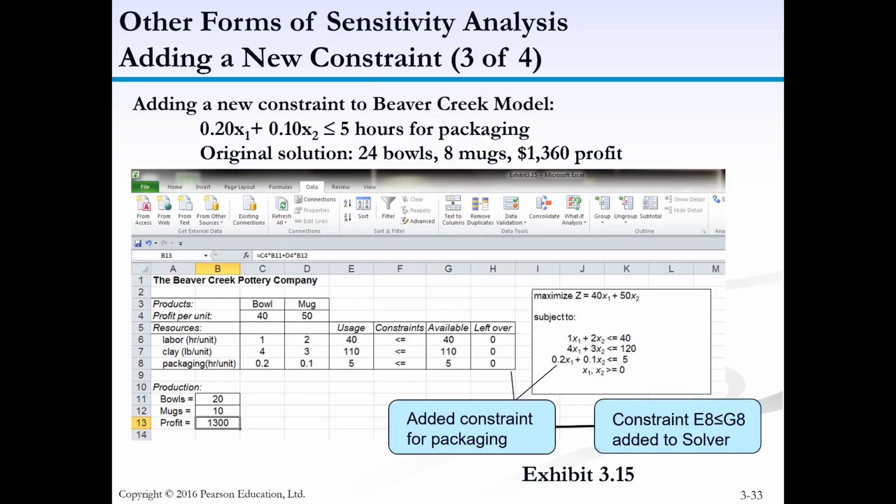Here we have added one more constraint. A packaging constraint has been added, and again we can solve it, resolve it, and see the sensitivity.